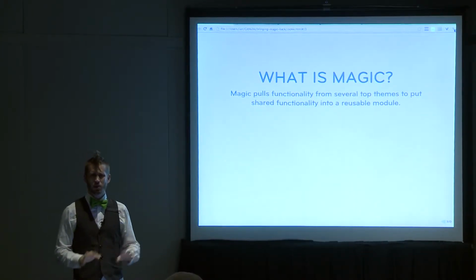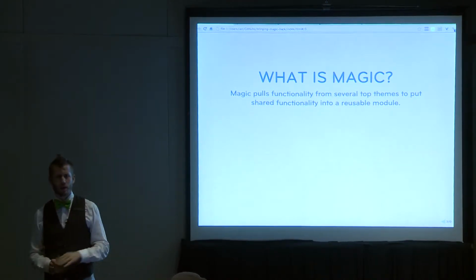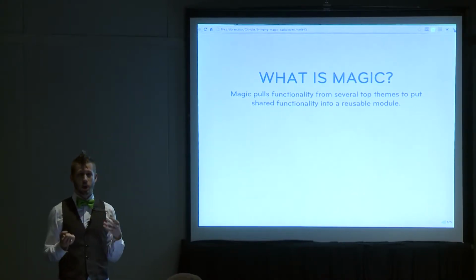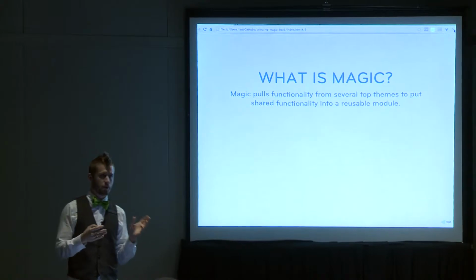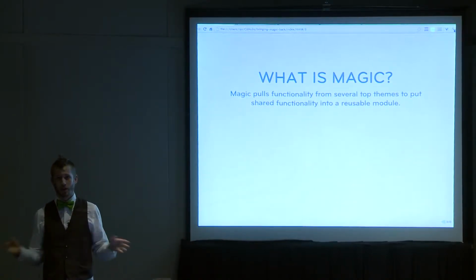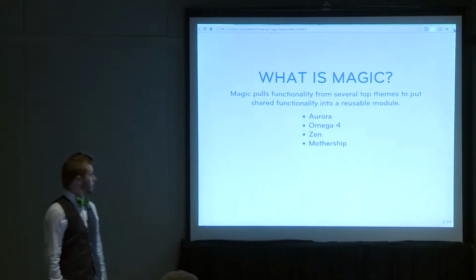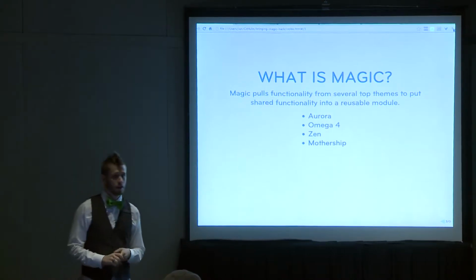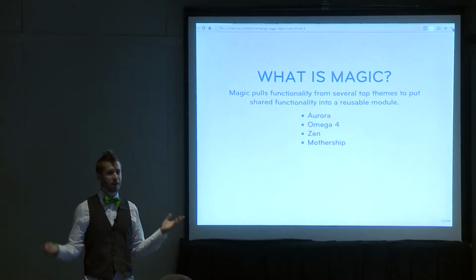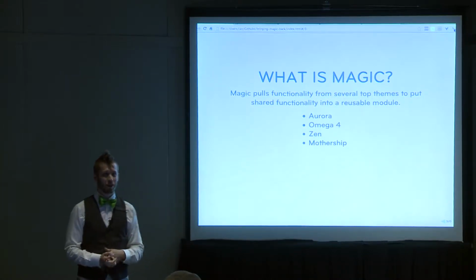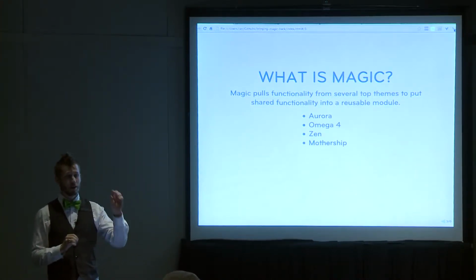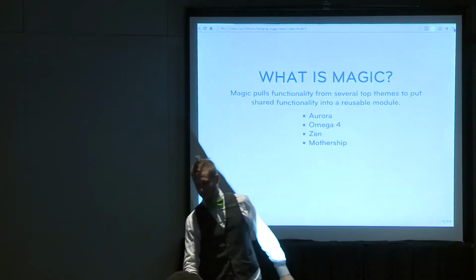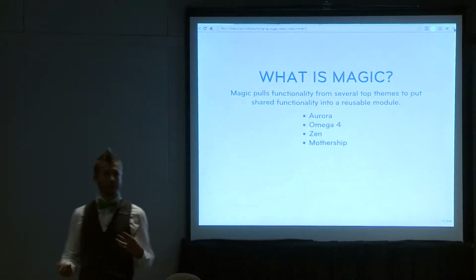since February-ish. A lot of the functionality comes from several main themes and shares the functionality they were building so it can be reused amongst any front-end theme. The big four that it stems from are Aurora, Omega 4, Zen, and Mothership. I'm sure everyone here is familiar with at least one of those. But bits and pieces of Magic came from the fact that each and every one of these themes was starting to implement back-end code.